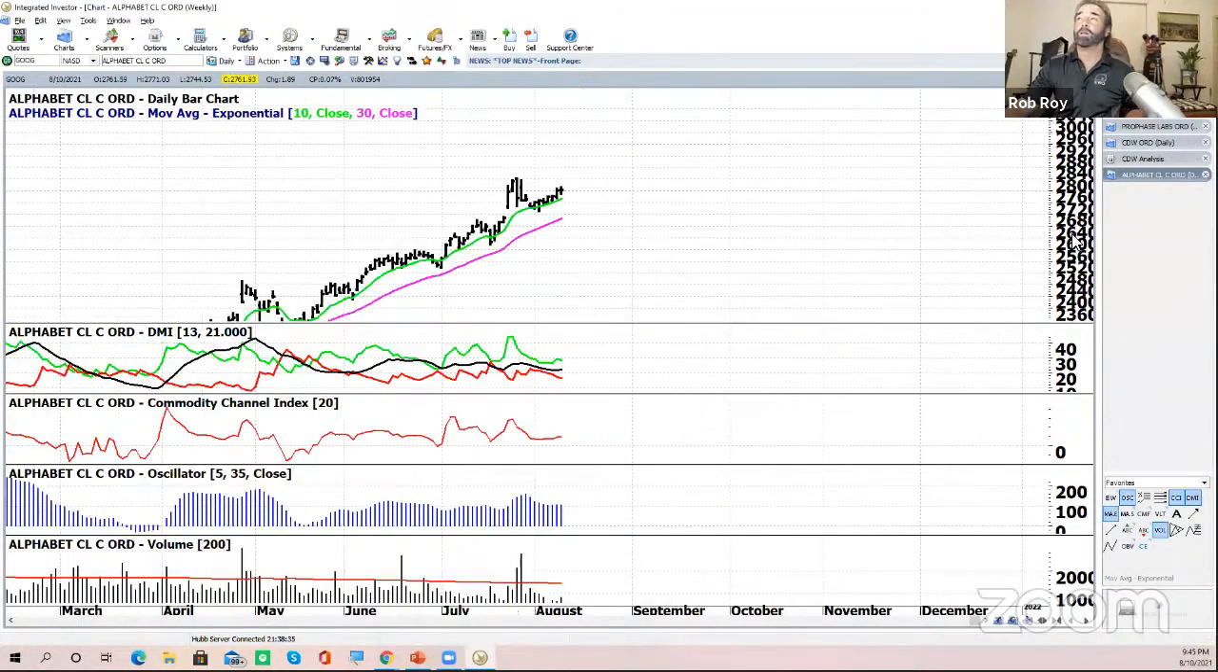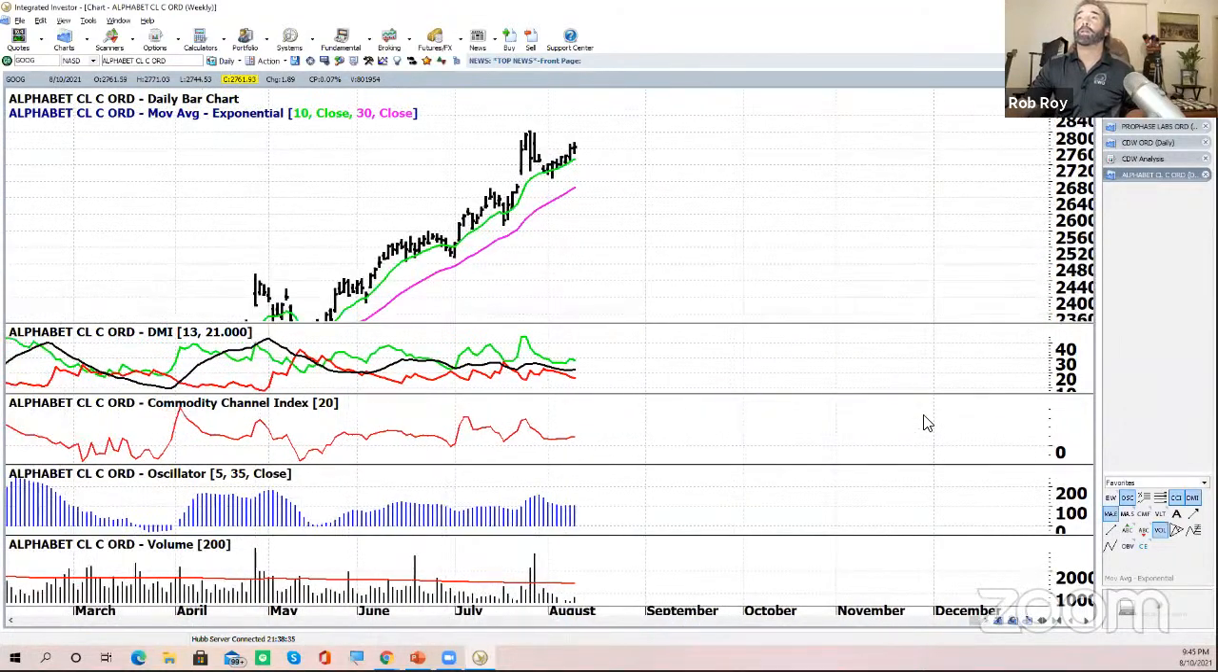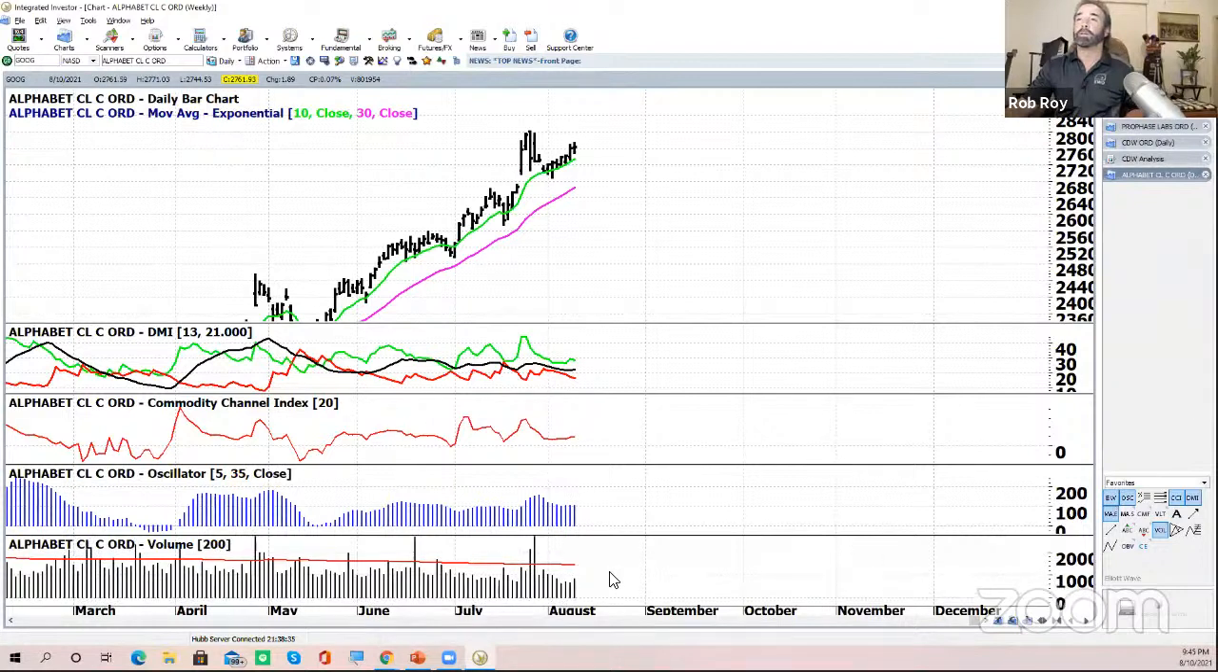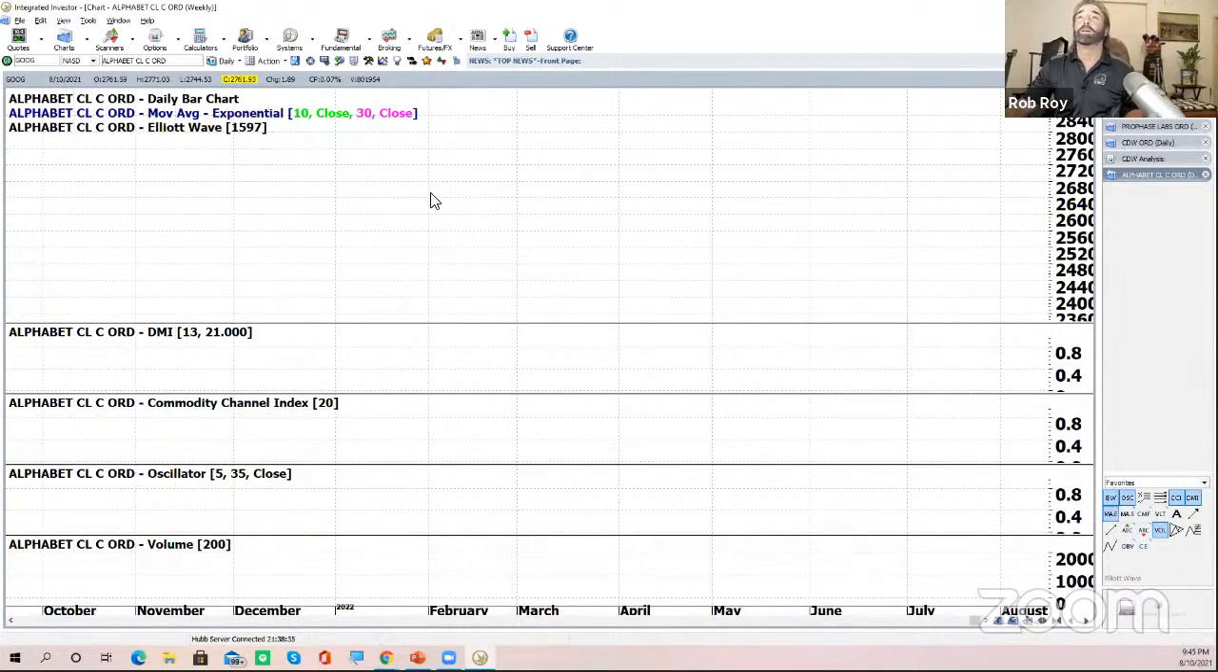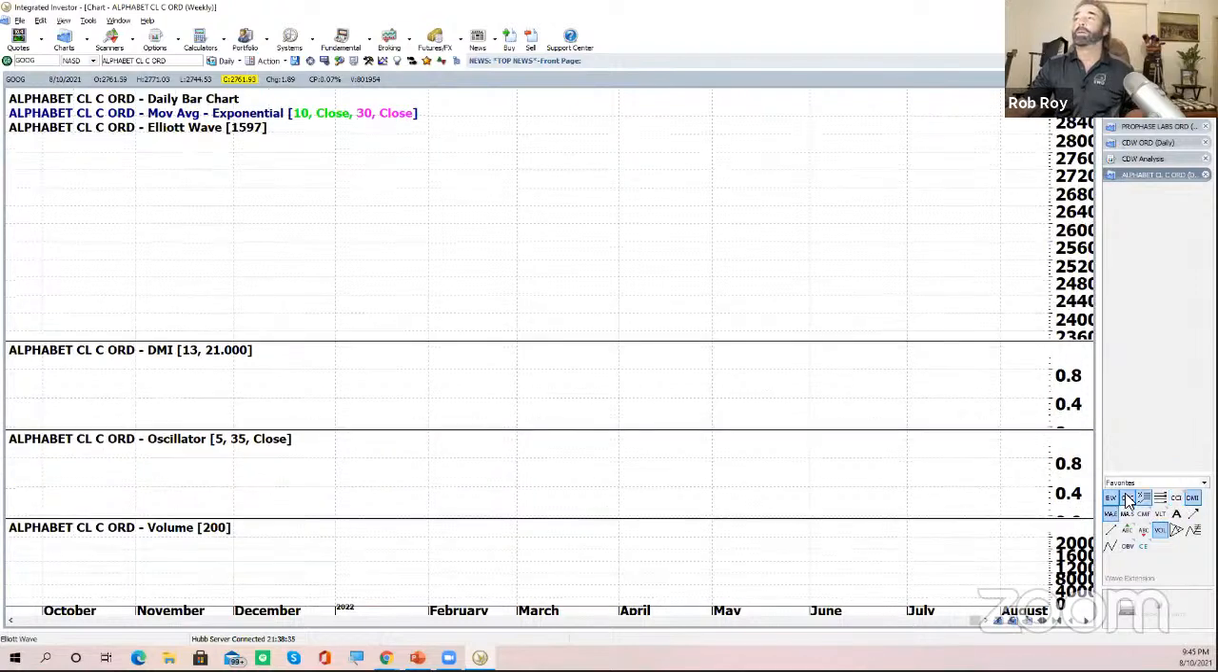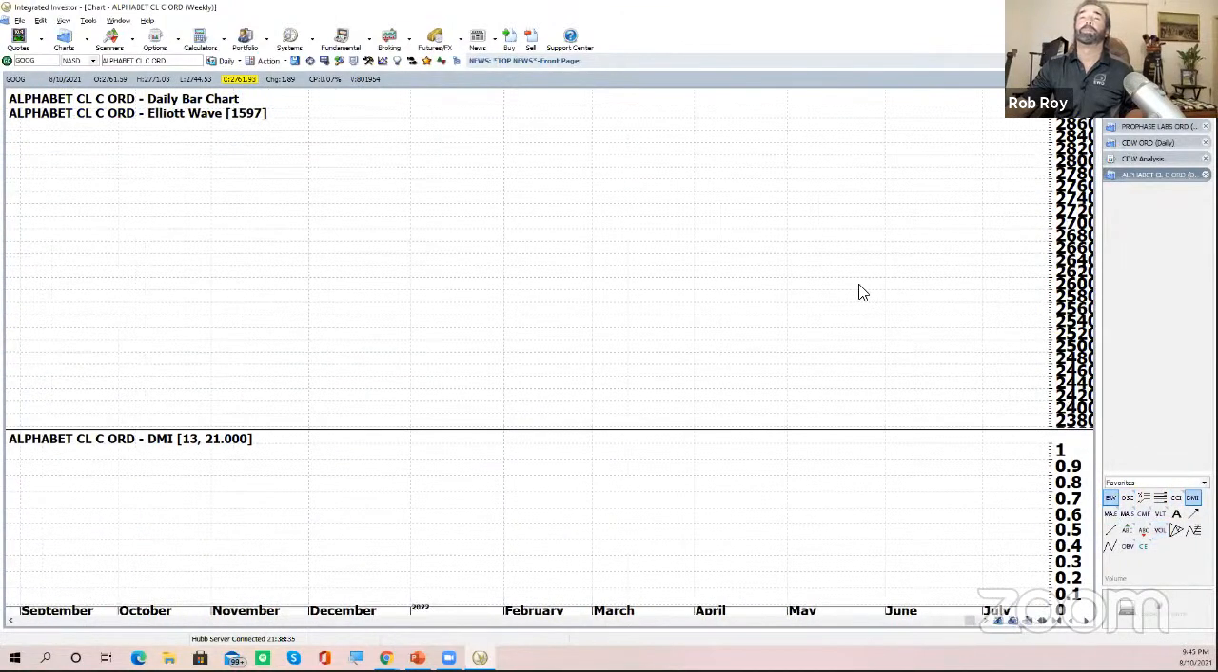This is the GOOG symbol without the L on the end of it, which is the A shares. And then not a lot of volume, but it's a doji today as well. So let's see what the Elliott Wave chart says, and we'll take these off here.